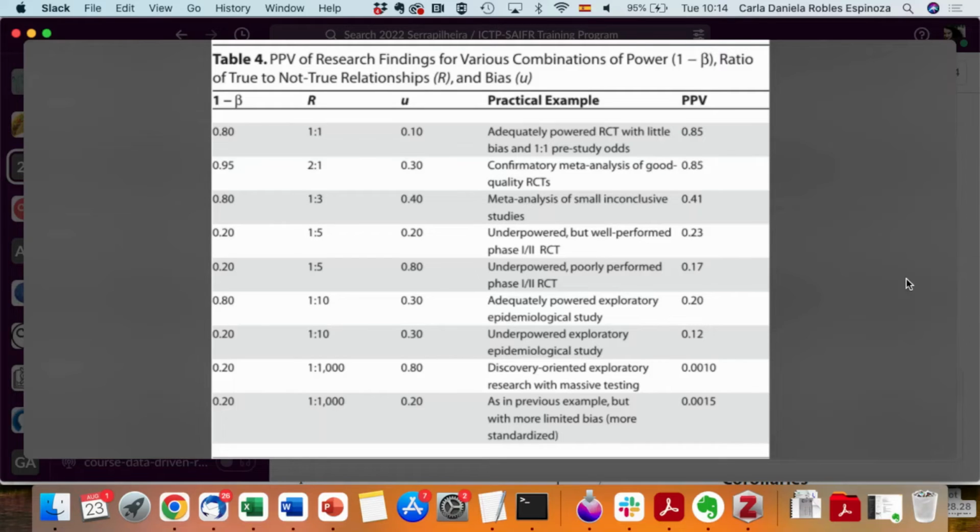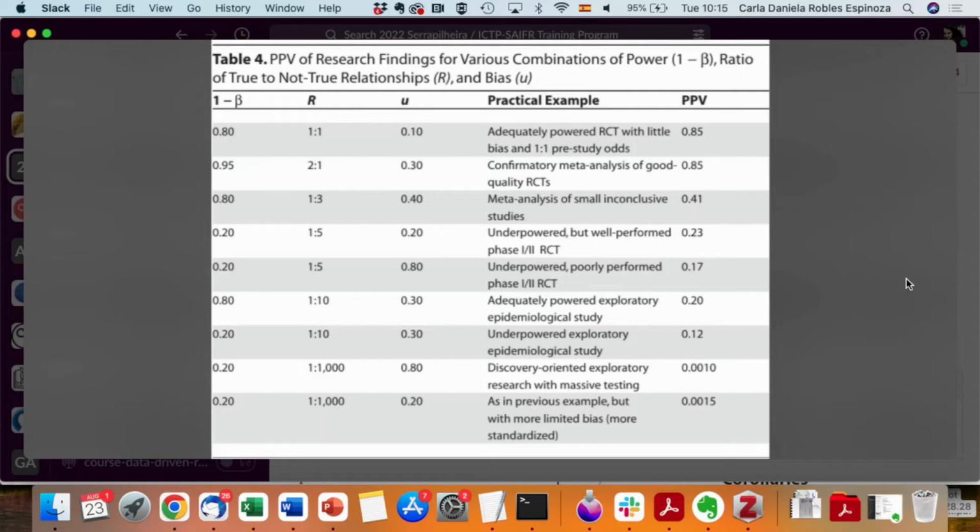That's in contrast with the third one, which is the meta-analysis of very badly done or small inconclusive studies. There you can see that even a meta-analysis has a very, very low PPV value. And I think the other part that was interesting is the one that says the adequately powered exploratory epidemiological study and the underpowered exploratory epidemiological study.